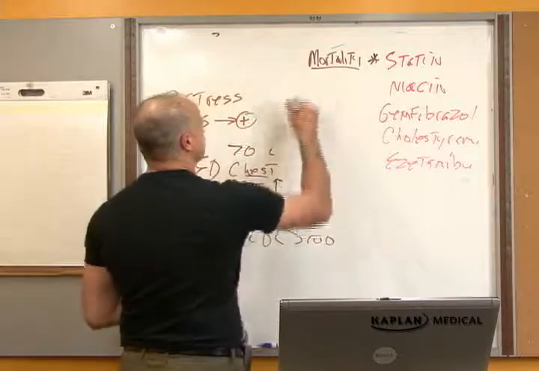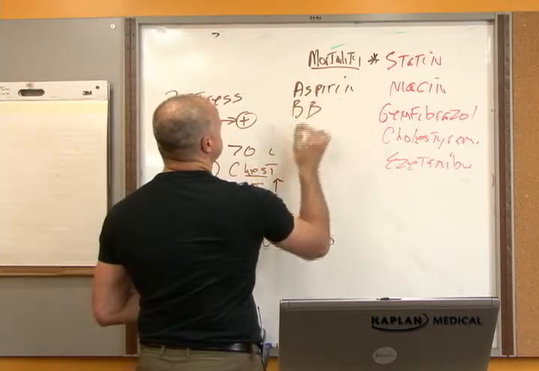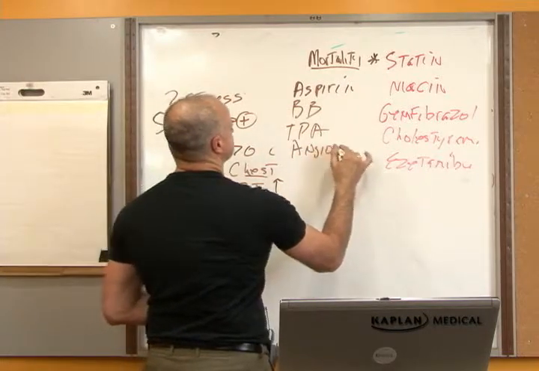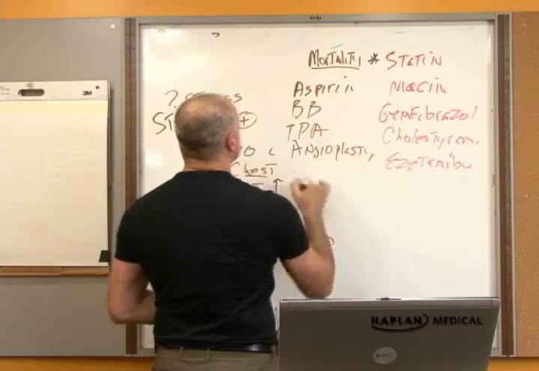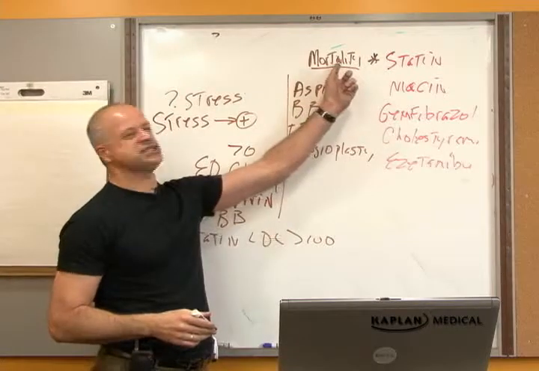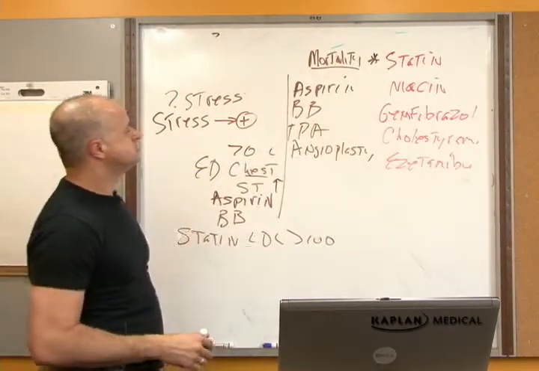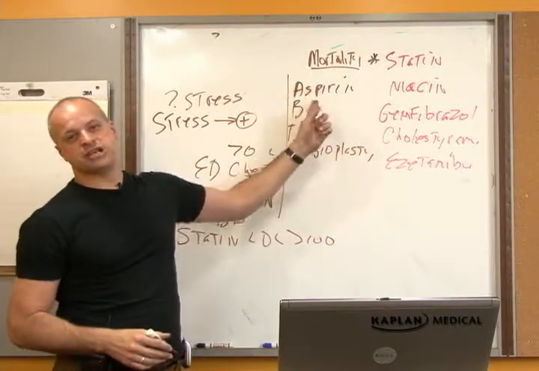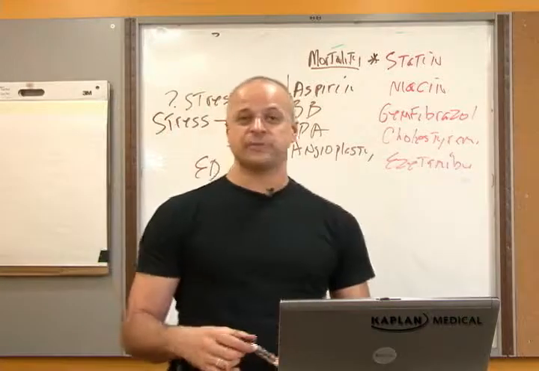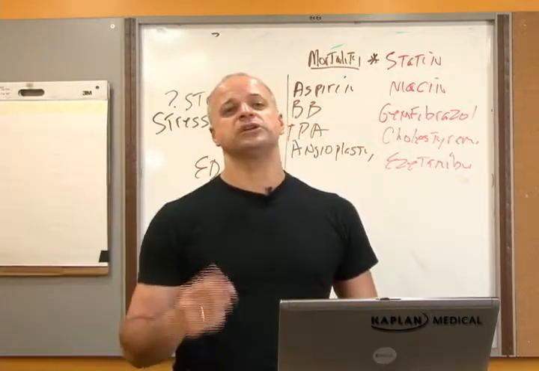I review the drugs that lower mortality. Aspirin lowers mortality. Beta blockers lower mortality. TPA lowers mortality. Angioplasty can lower mortality. Clopidogrel can lower mortality. They all lower mortality. What do you think the board is going to want you to know? How to draw the chemical structure of verapamil? How to spell guaiac?